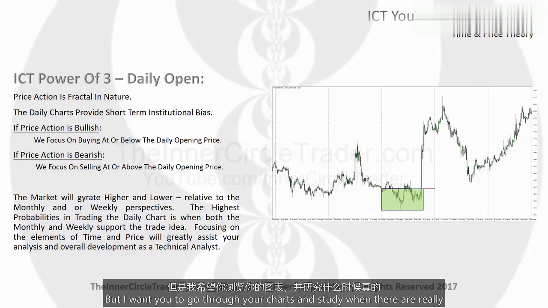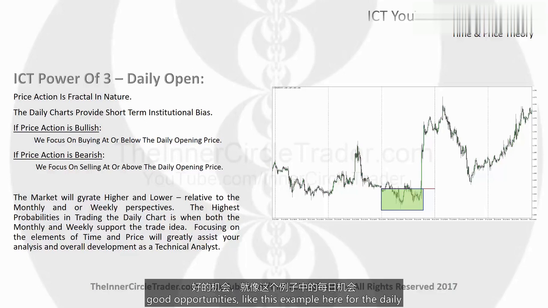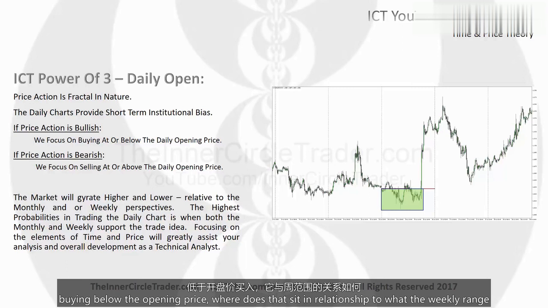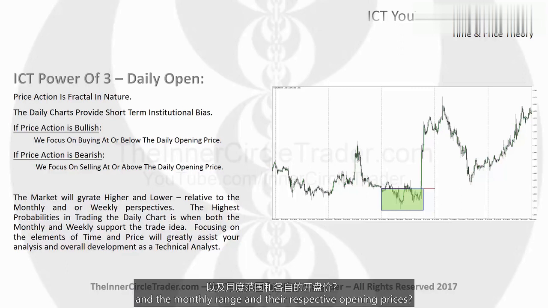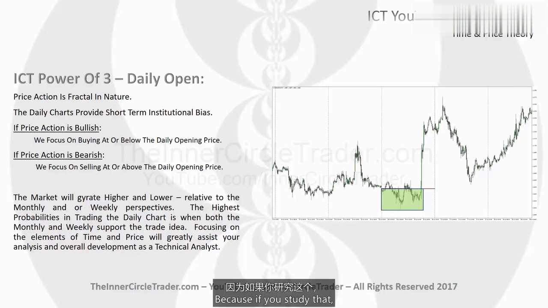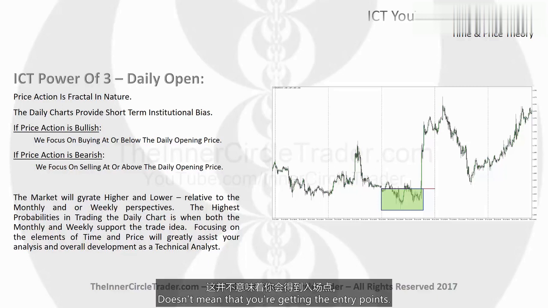But I want you to go through your charts and study when there are really good opportunities, like this example here for the daily, buying below the opening price. Where does that sit in relationship to what the weekly range and the monthly range and their respective opening prices? Because if you study that, you will figure out where the highest probability setups are. Doesn't mean that you're getting the entry points. It just means that you're highlighting the proper stage when these explosive price moves that move directionally biased happen.